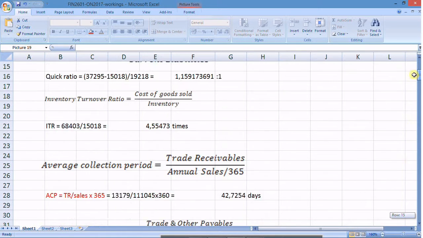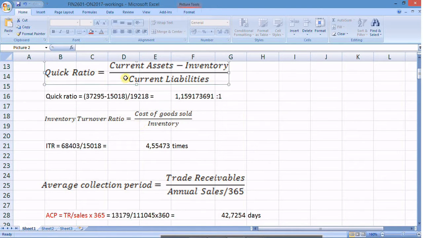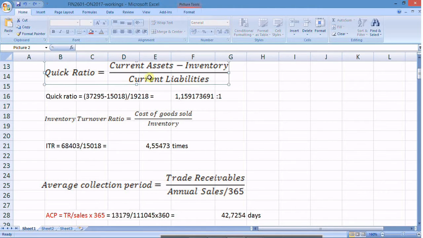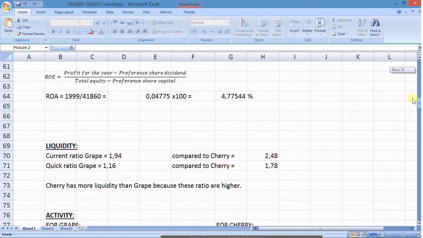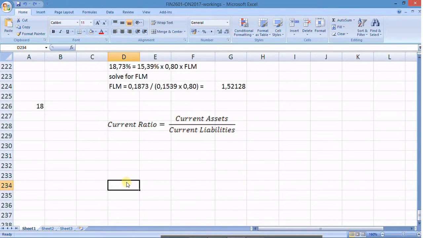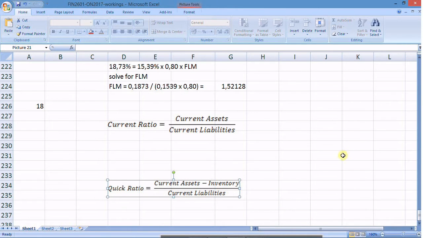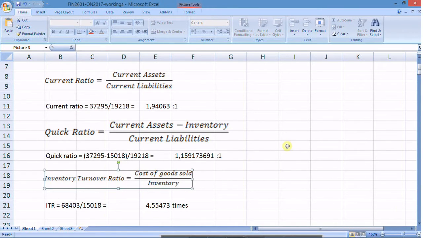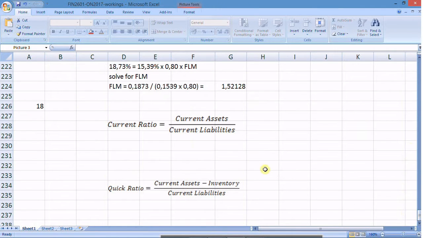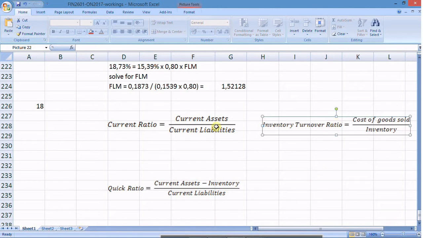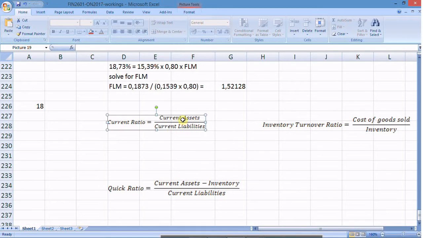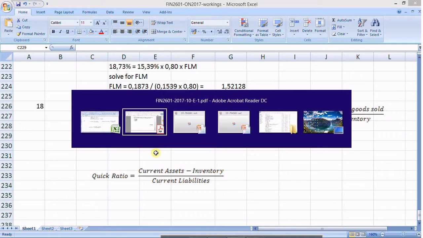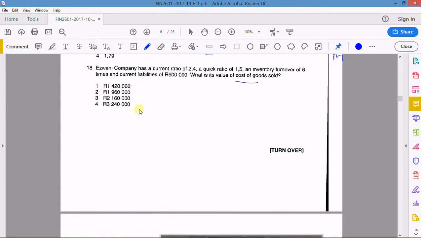Alright, so there's current. There's quick. And inventory turnover, so it's cost of goods sold over inventory. Okay, paste. Right, there we go. We've got the 3. So I need to write down stuff that I've read in the question. So you go back and you reread.